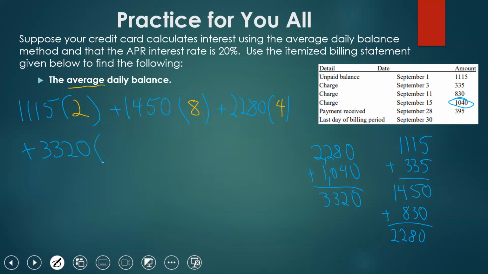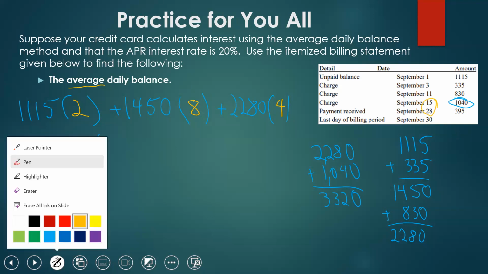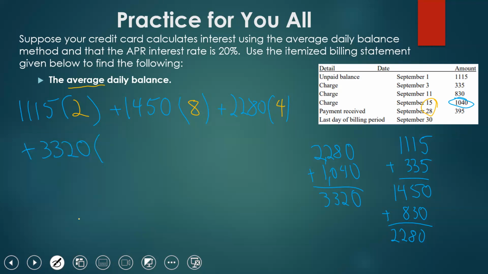So that'll be the amount here. And again, we're going to multiply that by the number of days it was carried, which this one was carried from the 15th to the 28th. Again, you can either count it out. In this case, we can subtract those two and we'll get 13.